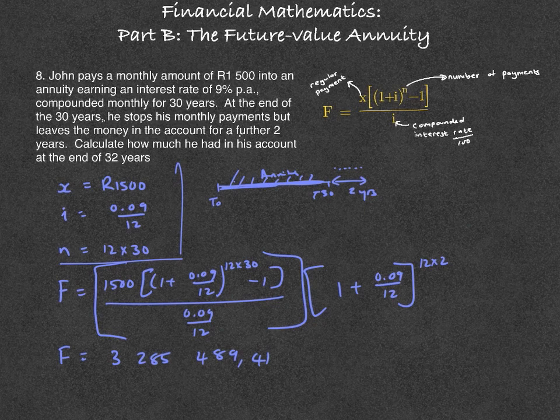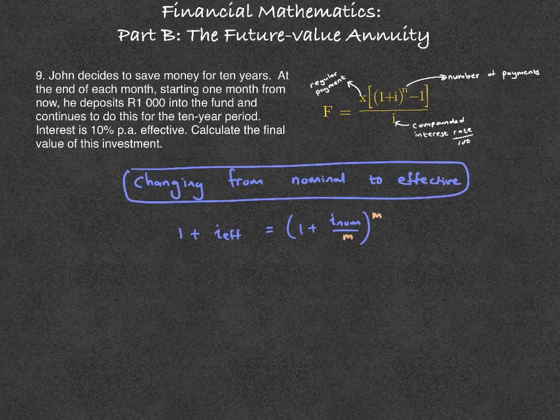Okay, question 9 is quite a challenging question, because what you've been given is an effective interest rate. So the effective interest rate is effectively how much interest you got per year, as from the beginning of the year to the end of the year. So how much interest, the actual interest rate. So if you want to work out the percentage your money grew, that is your effective interest rate.